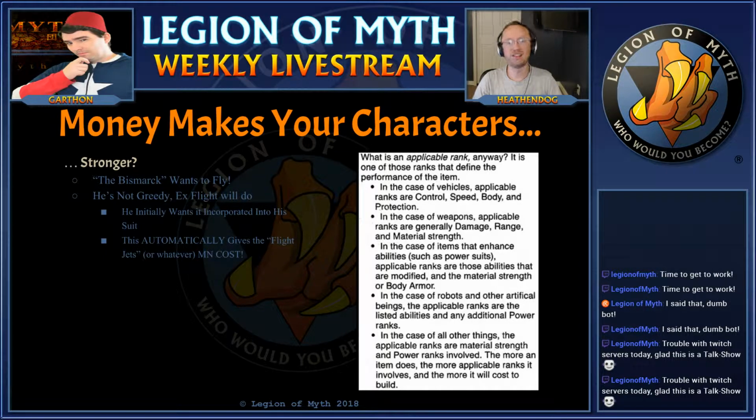But the thing is, if you incorporate it into your suit, the applicable ranks are the material strength and power ranks. Well, the material strength of his suit, because it's an Iron Man type suit, it's considered the same as his body armor, which is monstrous. That means the base cost is monstrous. All right? That's bad. I mean, that's a lot of money.